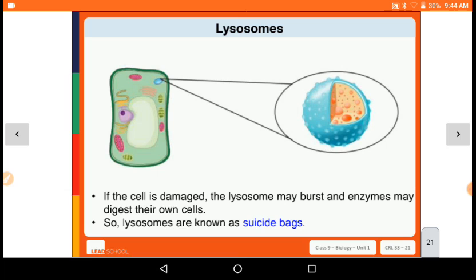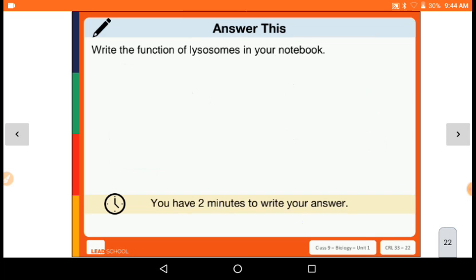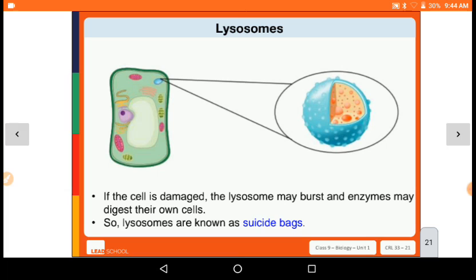If the cell is damaged, the lysosome may burst and enzyme may digest their own cell. So lysosomes are known as suicide bags. Okay, so what will this cell do? If some cells are damaged, then lysosome will burst themselves, and then all the enzymes may digest their own cells. So that's why it is known as suicide bags.